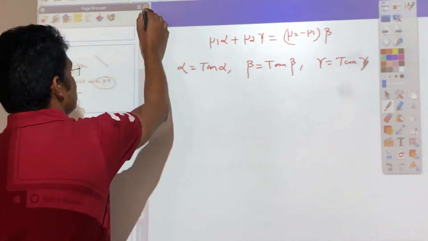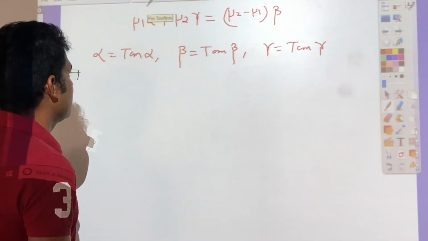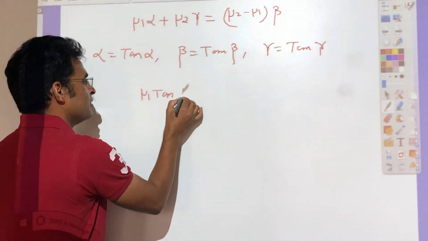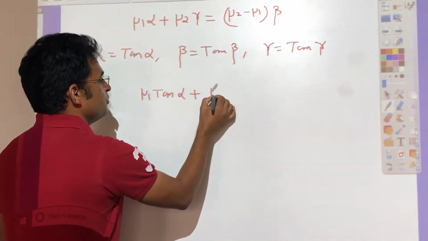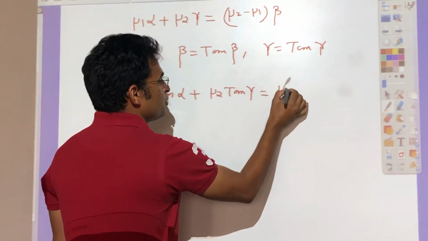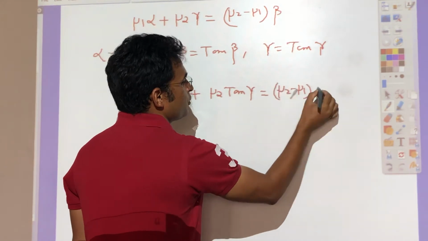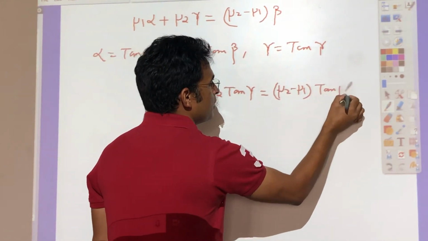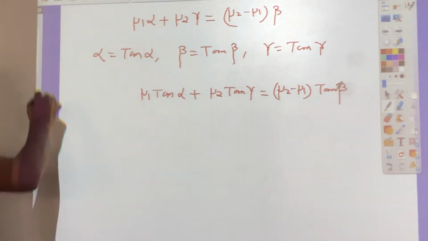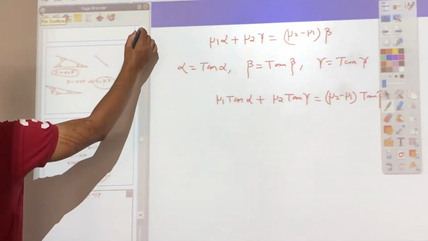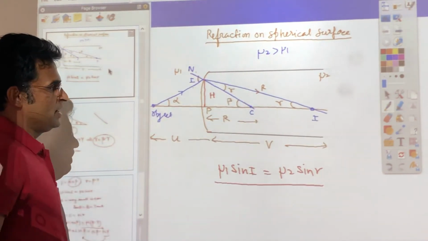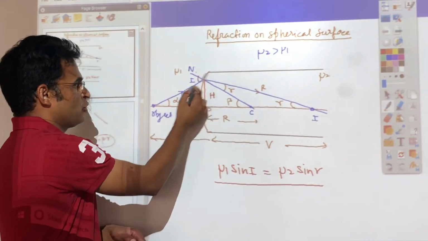So if I write this whole thing, basically what I'll get is mu1 into tan alpha plus mu2 into tan gamma is equal to mu2 minus mu1 into tan beta. Now I have to put in the values of tan alpha, tan beta and tan gamma. So if you look at the first diagram, what will be tan alpha? Tan alpha will be h divided by u.